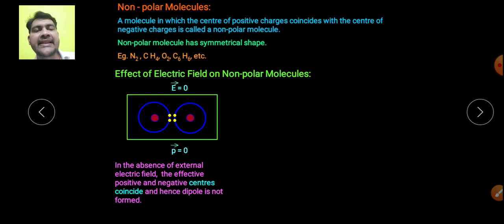Because individually a molecule does not possess dipole moment. So many molecules when combined together will not have non-zero dipole moment. They all have zero dipole moment.